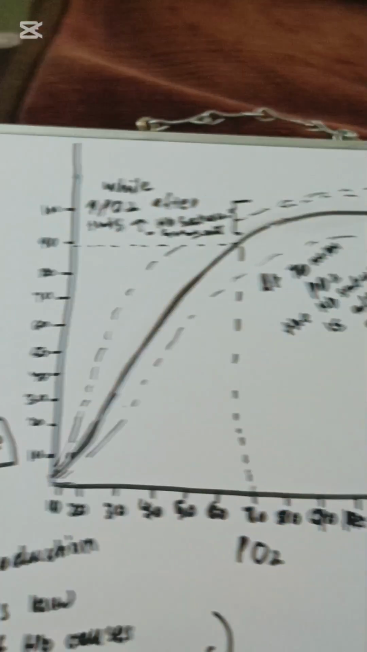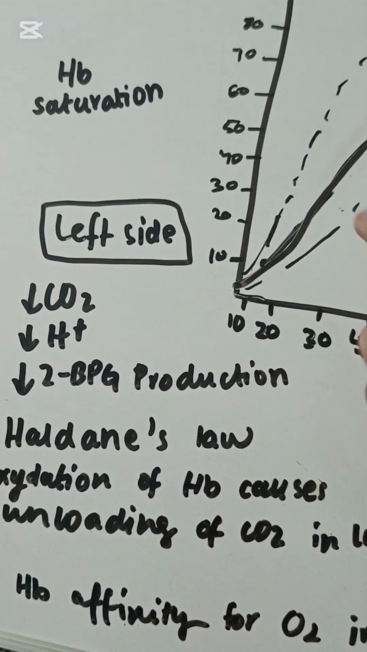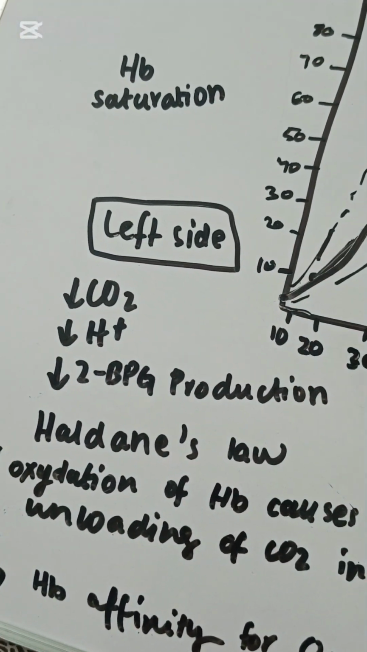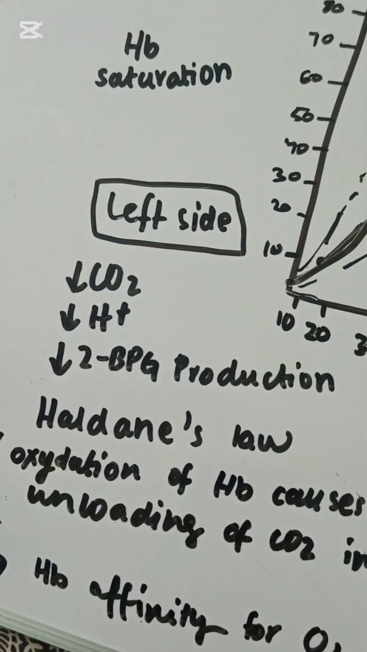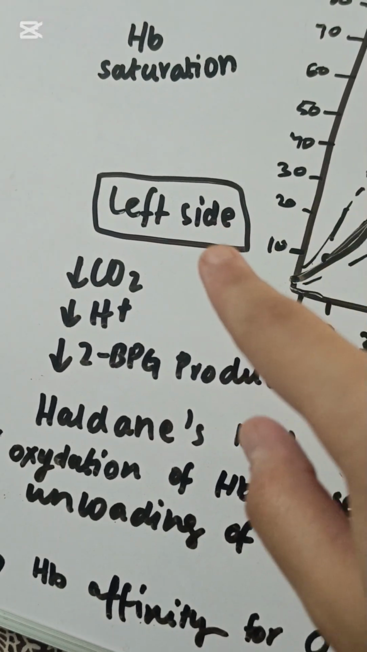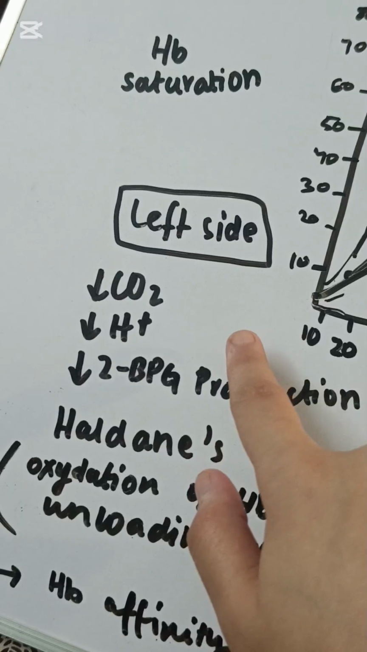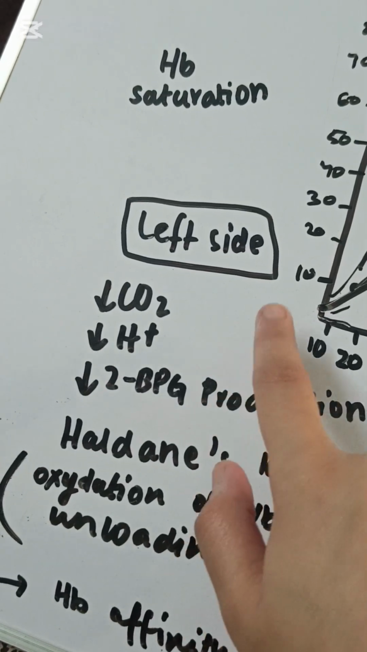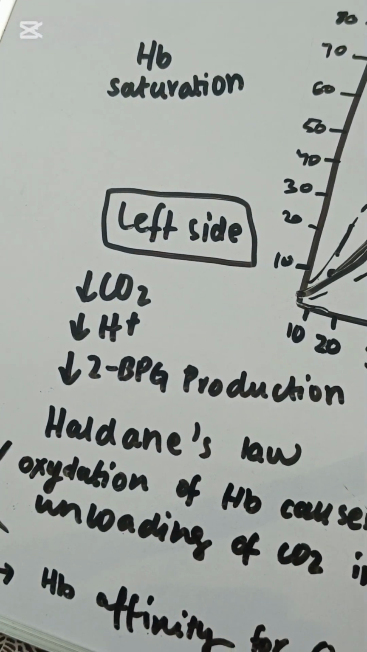On the other hand, if we look at the left side, we see the very opposite of that. This is when we're in the lungs. In the lungs, as we know, when we breathe in air, oxygen concentration is high, carbon dioxide concentration is low, hydrogen ion concentration is low. Due to these two factors, 2-BPG production is also decreased.